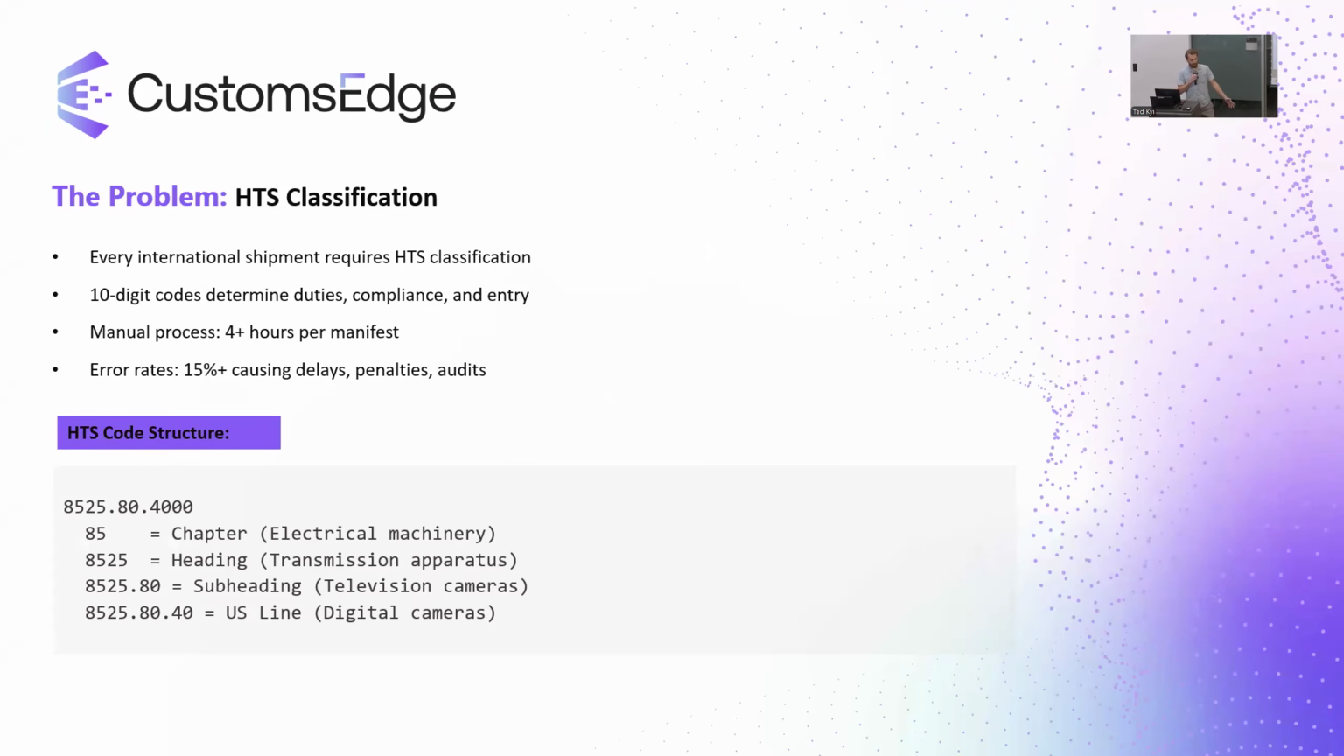So it's a 10-digit code and it does have a structure here. You can see we've got a chapter, heading, subheading, and the US line. And the chapters are broken down into something like electrical machinery or plastic components, things like that. And we go down the line and get a little more specific. And that US line is the one that the customs departments care about the most because that determines your duty rate.